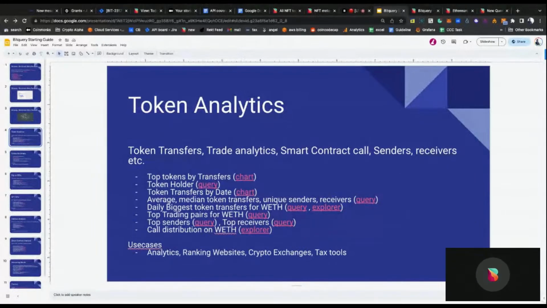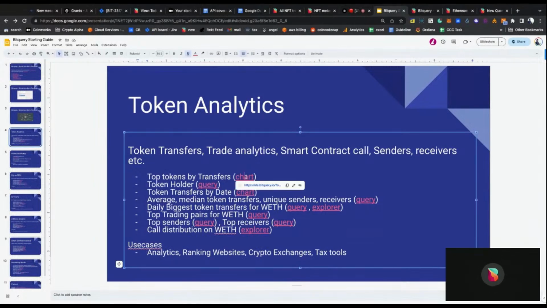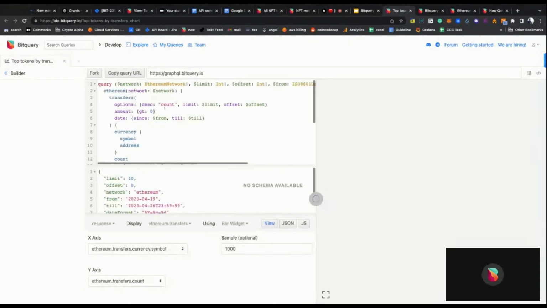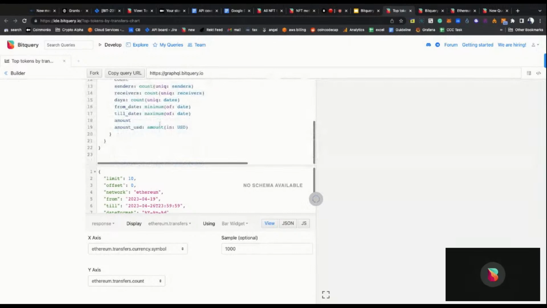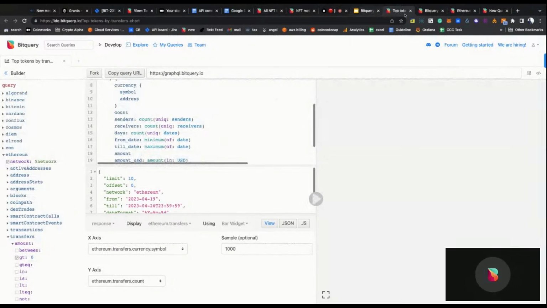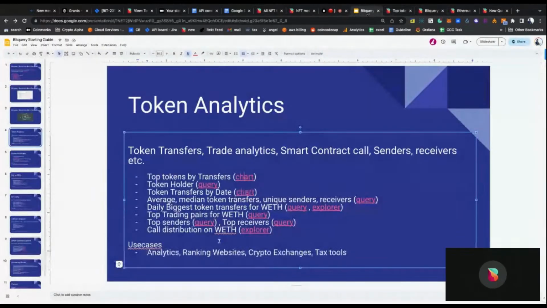For example, if you are looking for token-related analytics, transfer-related analytics, trade-related analytics, who the sender and receiver are, recent details about tokens, even token holders, you can use our APIs, and you can also use our explorer. If you want to know token transfers over time, you can check it. This is a simple query, which might look overwhelming to build now, but if you want to get started with it, you can use it through the Explorer.